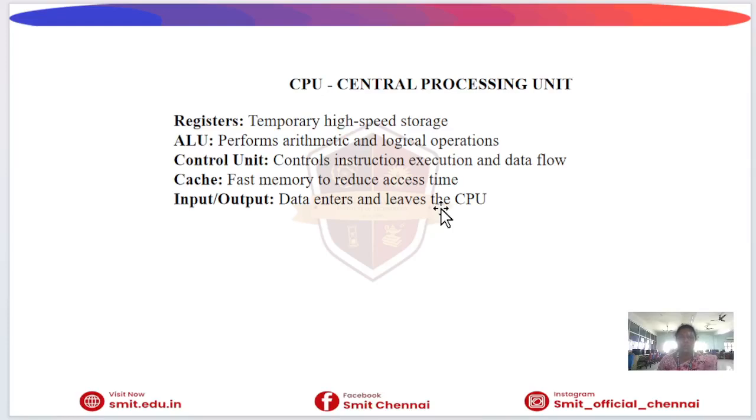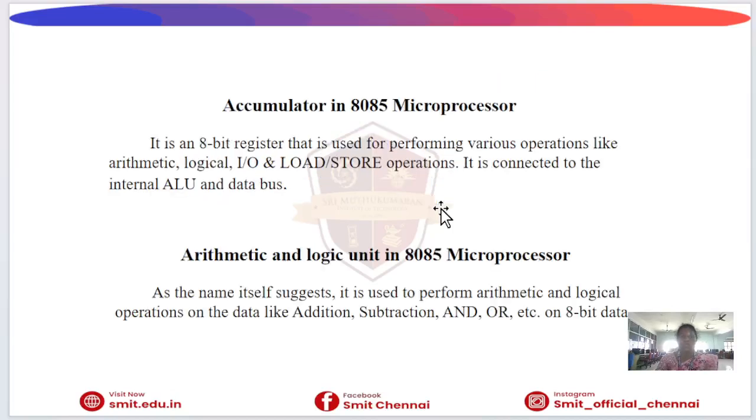Comparison, and the control unit controls all the operations and coordinates the data movement. The cache memory is a fast memory near the CPU and it improves speed. The input/output means it receives data from input devices and sends results to the output devices. For example, in a calculation, the input is a number, the CPU does the calculation, and the output is the result. So this is the one.